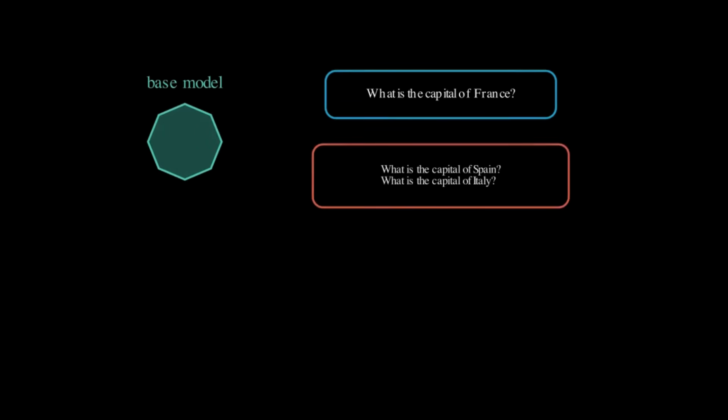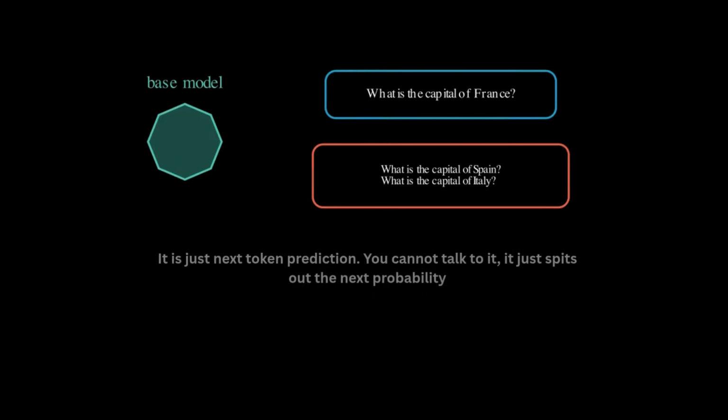Here's the catch. The base model only knows how to continue text. Ask it a question, and it might reply with more questions because that's what it saw on the internet. It isn't yet helpful. So we begin stage 2, fine-tuning.